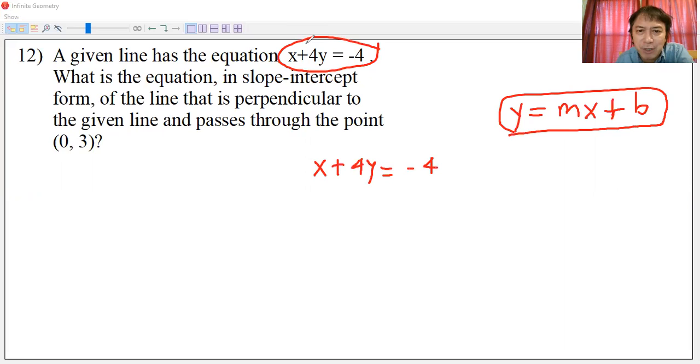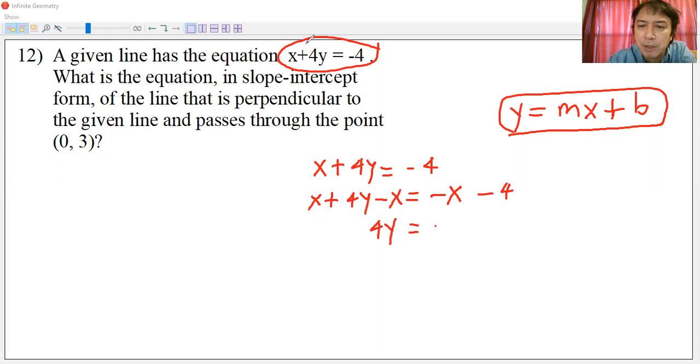First we will isolate the y term, so we subtract x. There's an x at the left side. If we subtract x here, that cancels out with the other x, and we do the same on the right side. And so the left side will just become 4y, and the right side is now negative x minus 4.